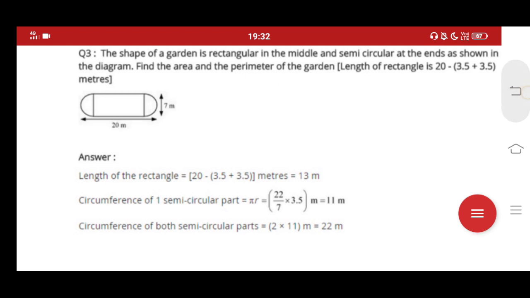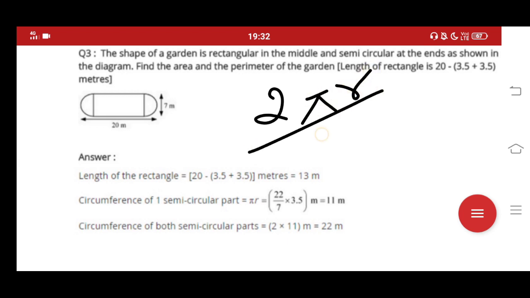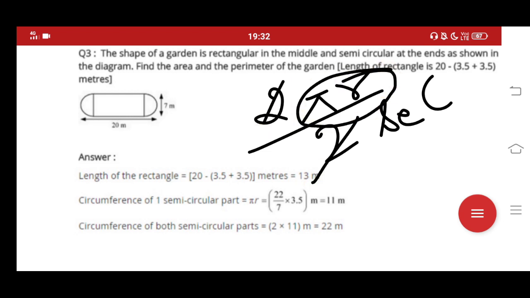2 pi r is the perimeter of a complete circle. If we divide this by 2, half of the circle is called a semicircle. So what is the perimeter of a semicircle? The perimeter of a semicircle is pi into r. Now let us see our question.